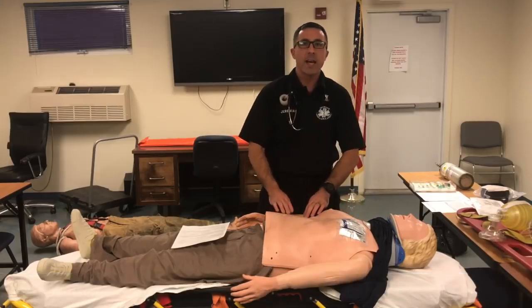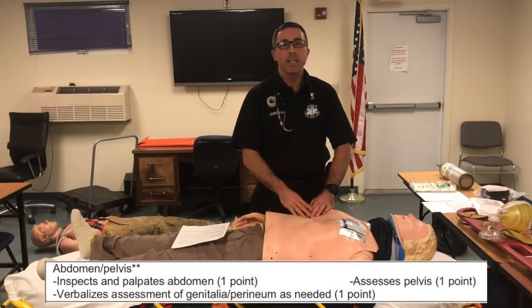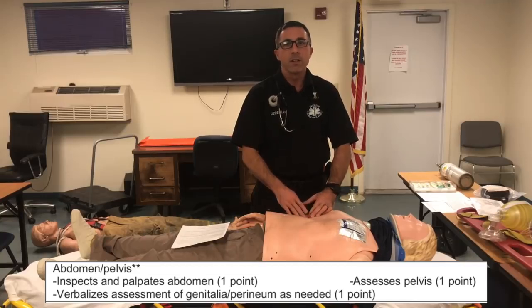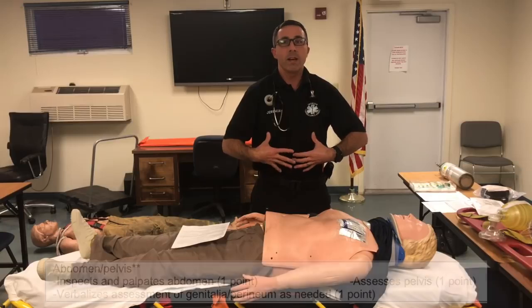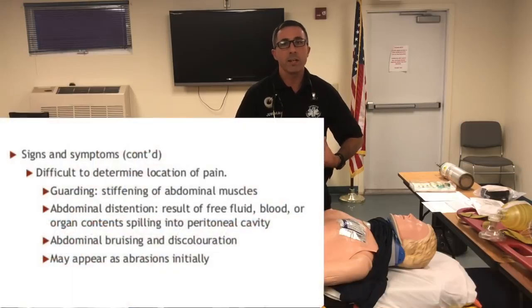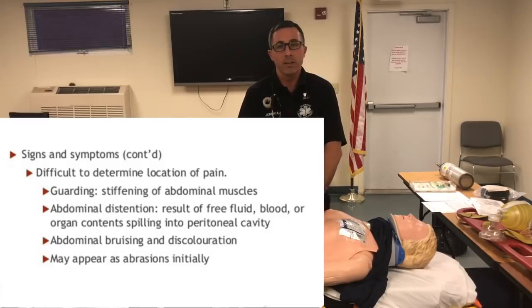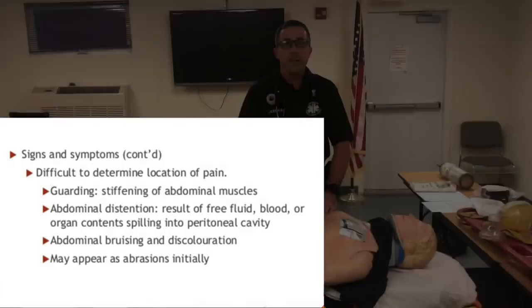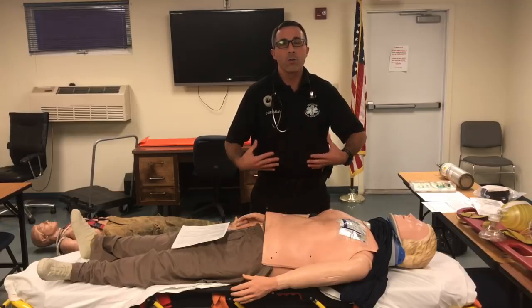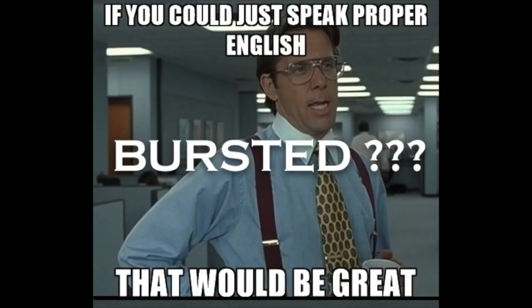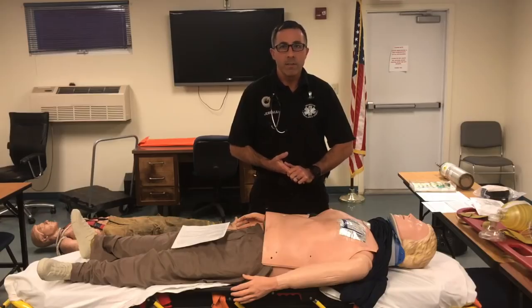Next, you're going to come down to the abdomen. You want to assess the abdomen for DCAP-BTLS, distension, and rigidity. Because the abdomen doesn't have a lot of bone structures in it, we're not checking for crepitation. Instead, we're checking for distension and rigidity. Distension can indicate that your patient has had a hollow organ which has burst. Rigidity can indicate that your patient has internal bleeding.